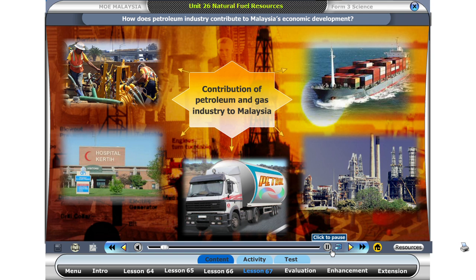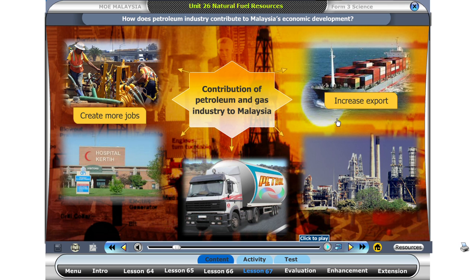Petroleum and gas industry contributes to Malaysia's economic development in many ways. Click on the photos and listen to the explanation. The industry creates jobs. More than 200,000 people are directly working in Malaysia's petroleum industry. It increases Malaysia's export income. The income is then used to build schools, hospitals, roads, and other infrastructures.